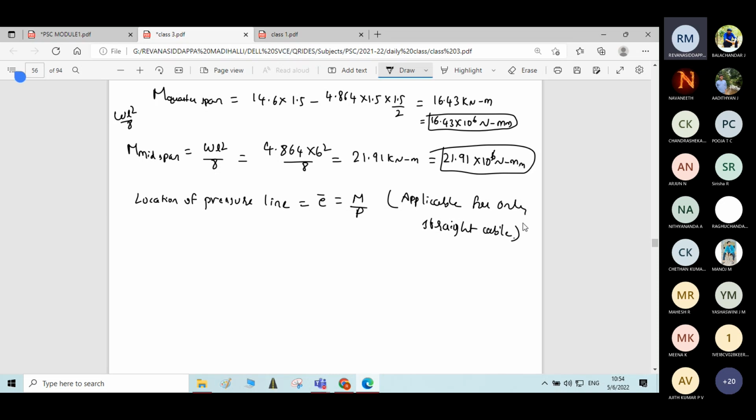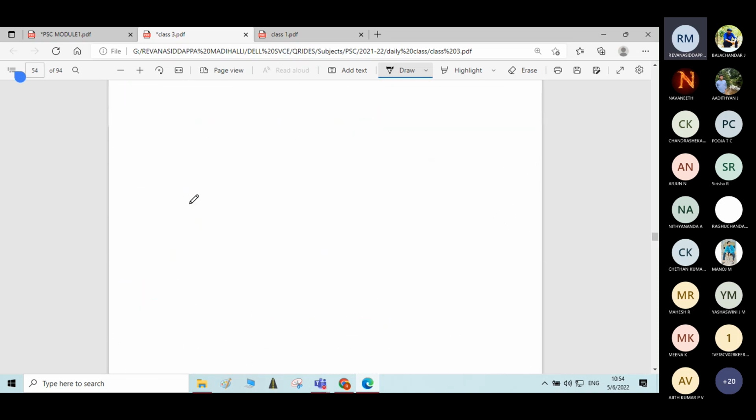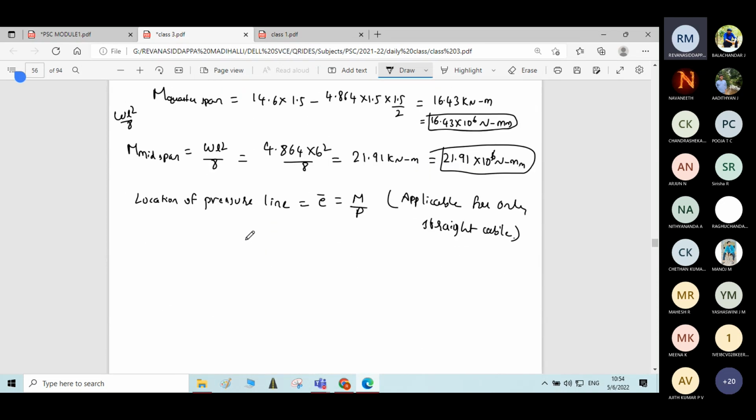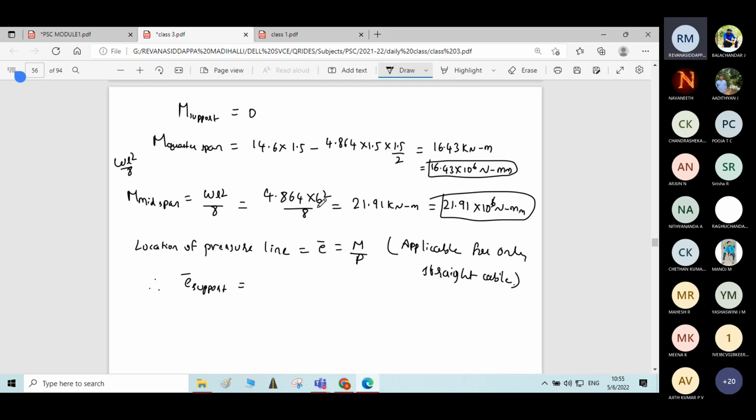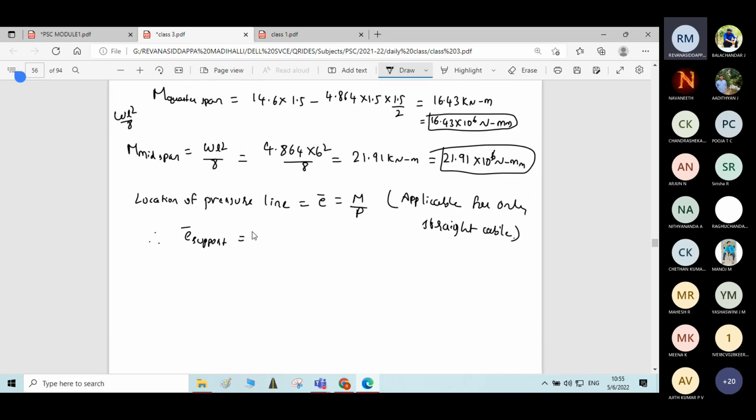If it is a parabolic cable, we have to follow a different procedure. Anyway, we'll be solving one particular problem on that type of cable also. E bar is equal to M by P. Therefore, e bar at supports, eccentricity at the support, meaning location of the thrust line at the support, will be equal to moment at support, 0, by P. We will get 0 only.